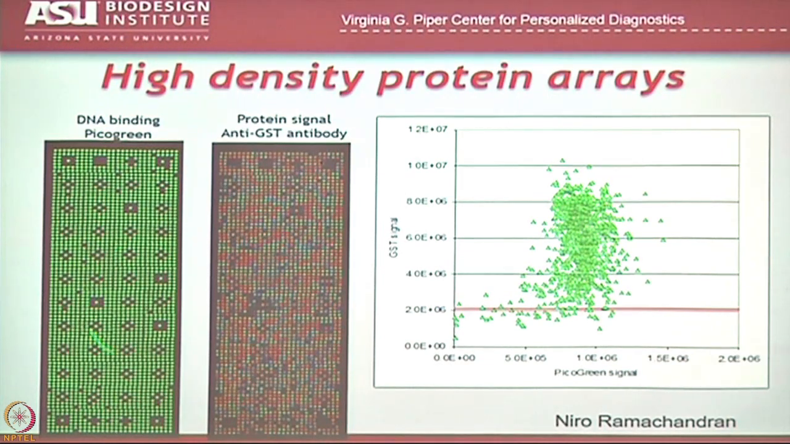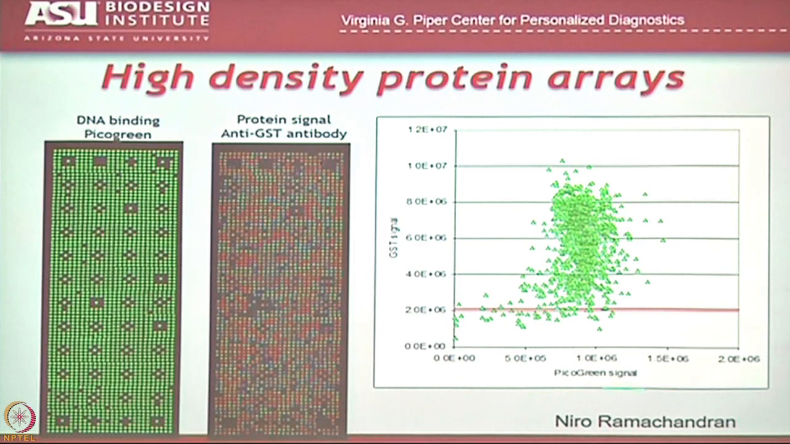The signal you're looking at here is the DNA signal. So we stain the chip every time we make one for DNA, and that tells us that our printing was good, right? Because remember, what we're printing is DNA. So if we stain with PicoGreen, and we see even staining, that means that we did a good job of printing even amounts of DNA. Then we convert it to protein, and we measure it with anti-GST. And that tells us how much protein we have on the array, and that not only did we print well, but we can express and capture the protein as well.